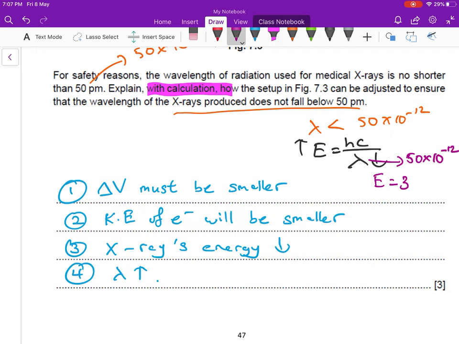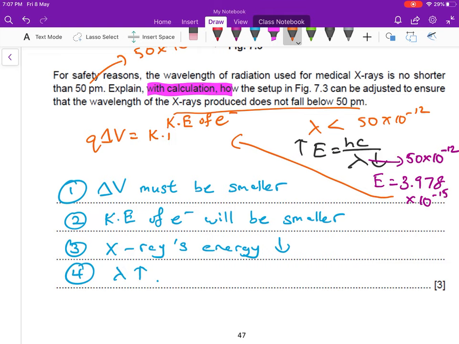10 to the power negative 12. So your energy of X-ray is not that high, oh okay sorry, I calculated wrongly. 0.63×4... 50×10^-12, so your X-ray photon energy is on the order of 10^-15, okay, so this is your energy of X-ray, which is also the maximum kinetic energy of the electron.